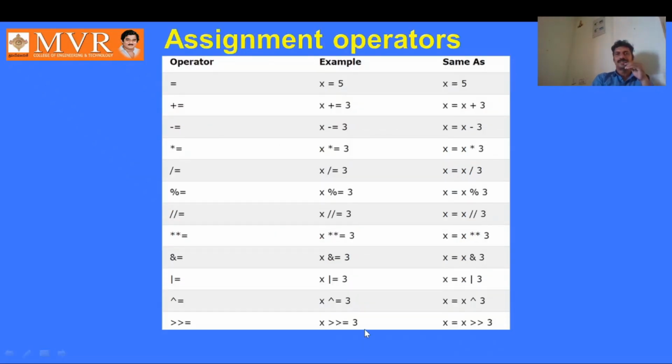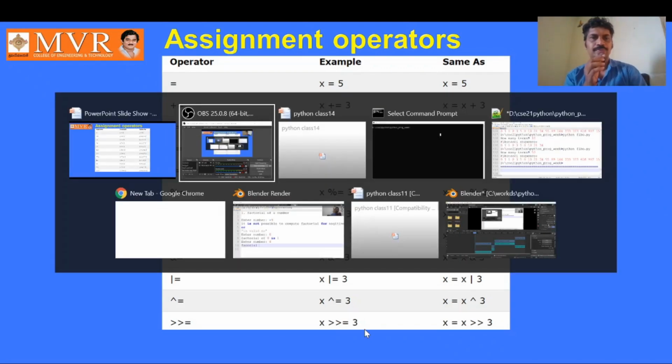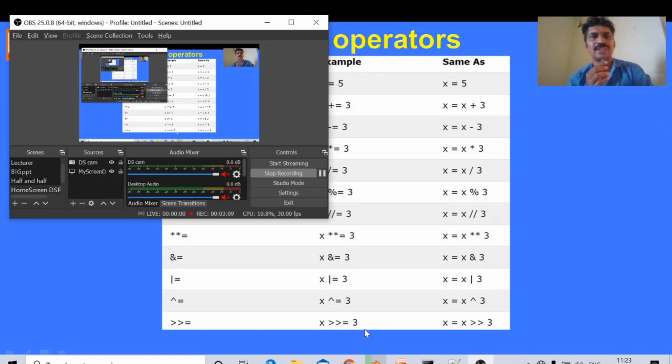Assignment operators. The assignment operators used in Python programming language are these: equal to, x equal to 5. The value 5 is assigned to x. Plus equal to: x equal to x plus 3 is the same as x plus equal to 3. I will check whether it is working or not by doing some program.